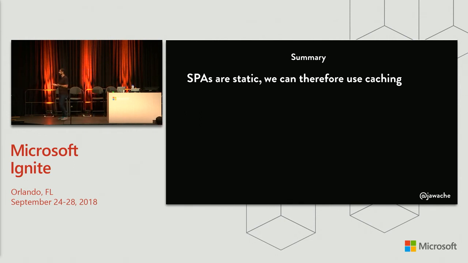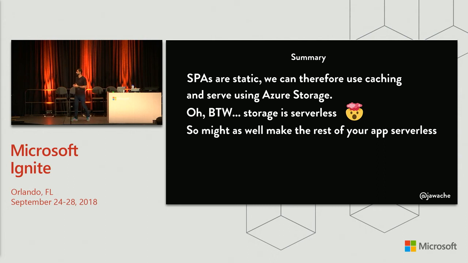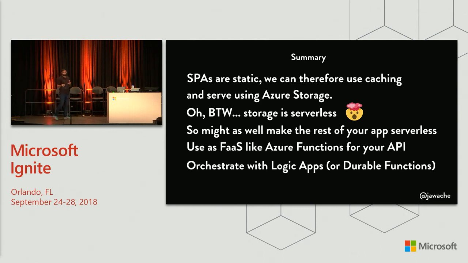So if it's static, we can therefore use heavy caching to get increased performance. And we can serve using Azure Storage as well, because again, if it's static, you need to use something that's optimized for static assets. Storage is serverless. Blew your mind on that one, pretty certain. So you might as well make the rest of your application serverless as well, and get all the rest of those advantages. So use a FaaS like Azure Functions for your API, and orchestrate with Logic Apps.